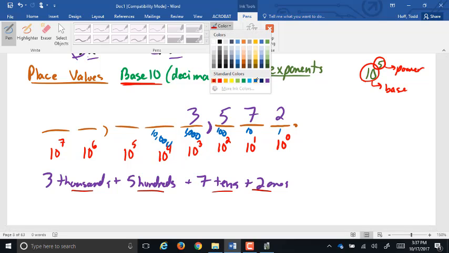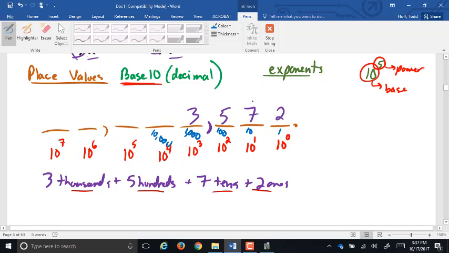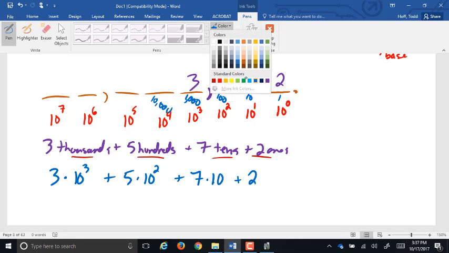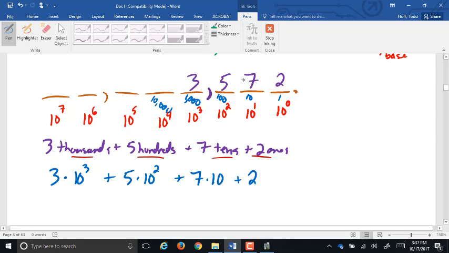We could have actually just written this out as, instead of 3,000, 3 times 10 to the third, and 500 would be 5 times 10 squared. 7 tens would just be 7 times 10 to the 1, which we don't have to write the 1. We just write 10. And plus 2 ones, well, 2 times 1 is just 2, so we can just write the 2. And when we write it out in that form, it looks very similar to our algebraic numbers.